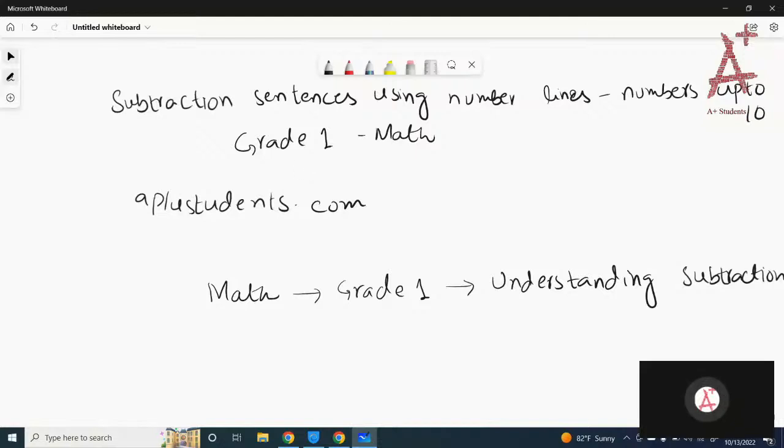Okay, so please follow the instructions. Go to aplusstudents.com, select math from the subject tab, then scroll to grade 1, then start with the second chapter, chapter 2, that is understanding subtraction. And the topic we're going to start with is subtraction sentences using number lines, numbers up to 10. Okay, let's start with the examples.